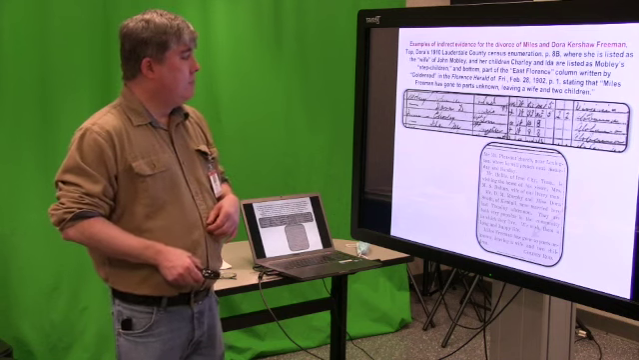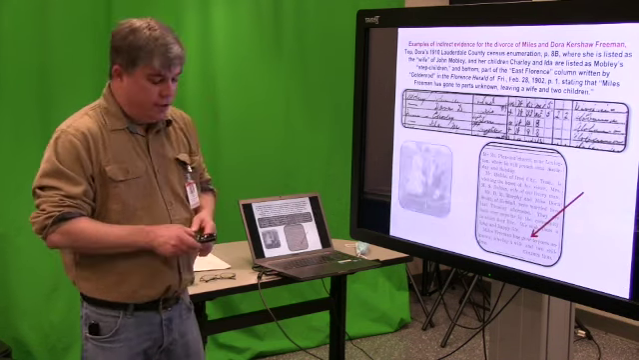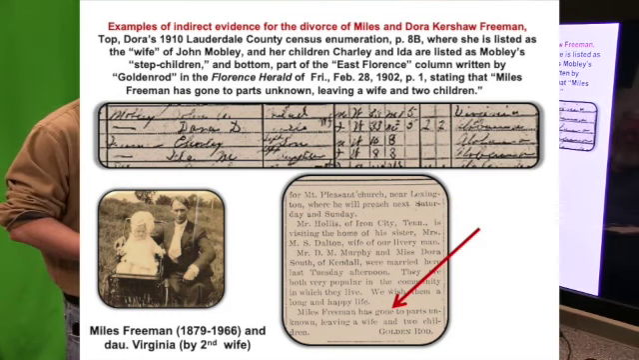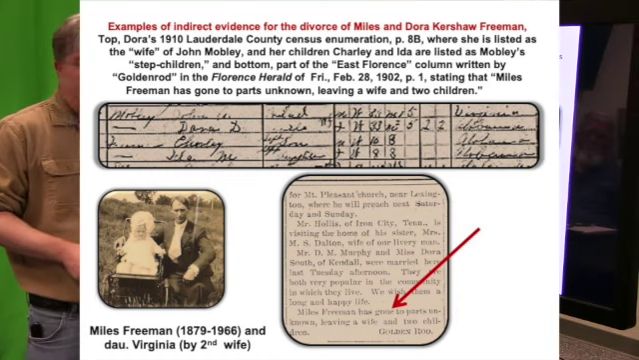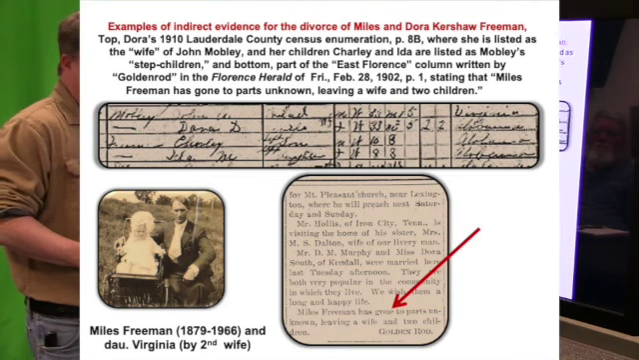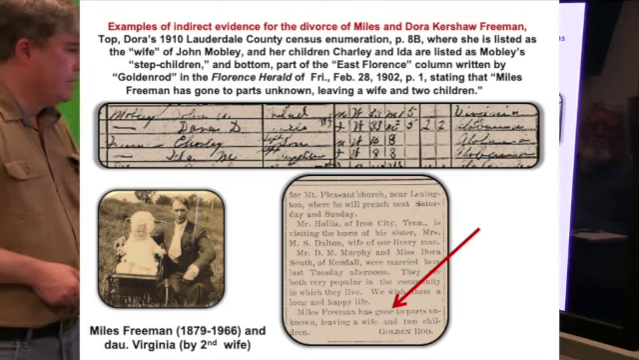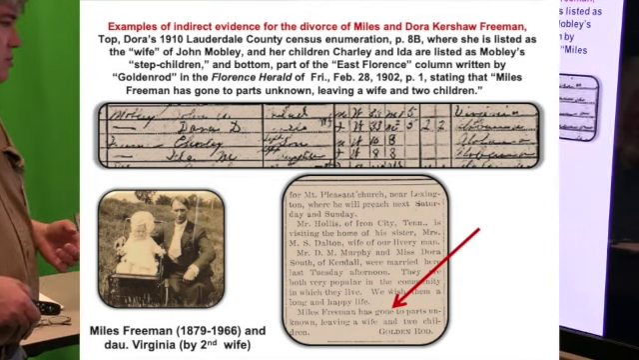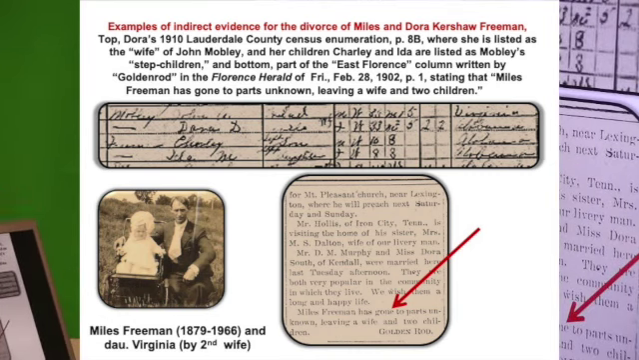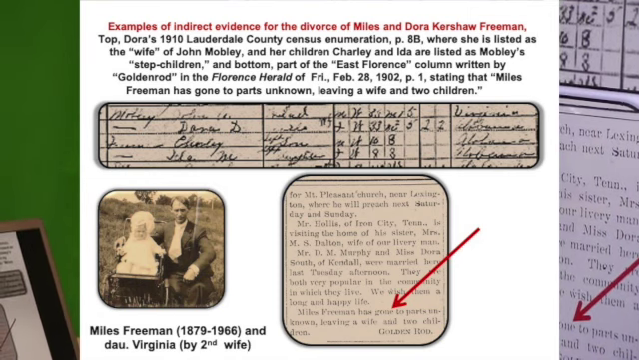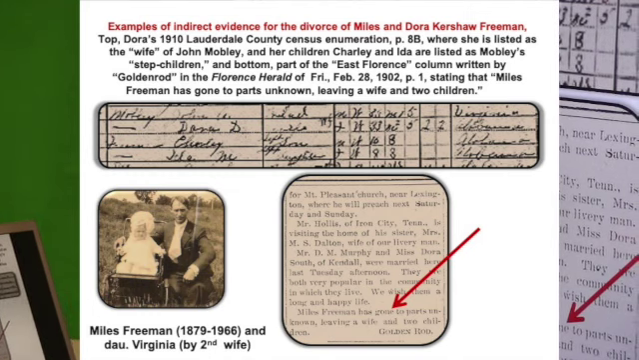Now, an example of indirect evidence. This is an interesting case that happened to me. Everyone knew that my great-great-uncle, Miles Freeman, was married twice. His first wife was Dora Kershaw, and his second wife was, I can't remember right now, but he was married twice. And we just assumed that his first wife, Dora Kershaw, had died. But actually, what happened is he divorced her.